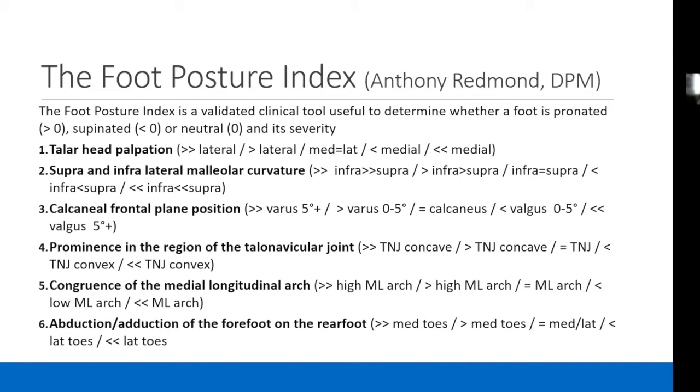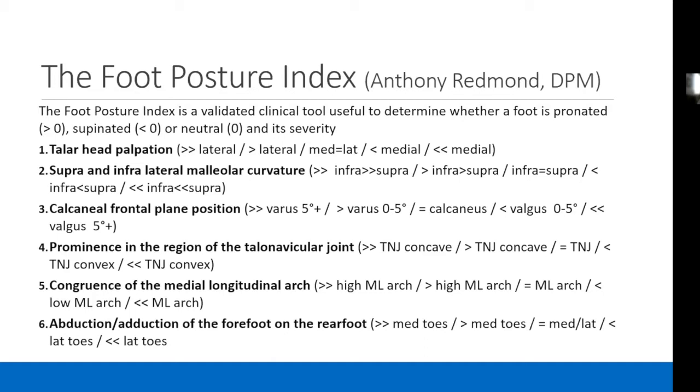Second, supra and infralateral malleolar curve, and that's the shape of the ankle looking from the posterior aspect of the leg and weight bearing, the shape of the ankle proximal and distal to the lateral malleolus. Calcaneal frontal plane position, which is basically is the calcaneus in varus or valgus, and what's the degree. And then the prominence of the region of the talonavicular joint. So if you look on the medial foot, the talonavicular joint on the skin, and look for a concavity and convexity. That's what number 4 means.